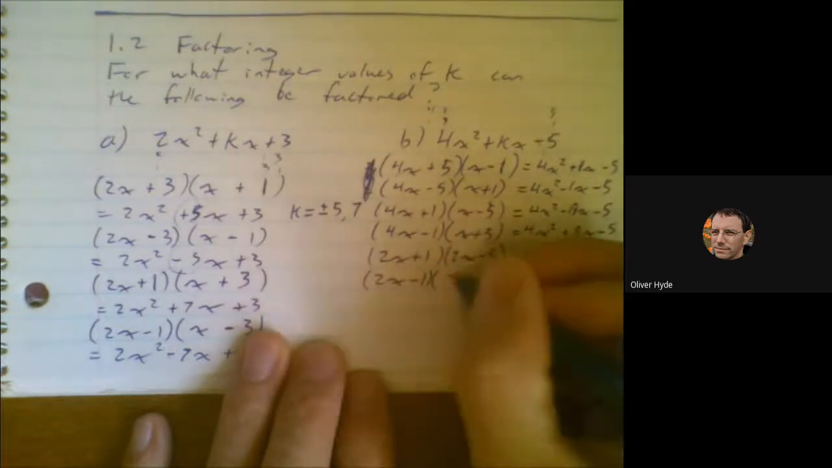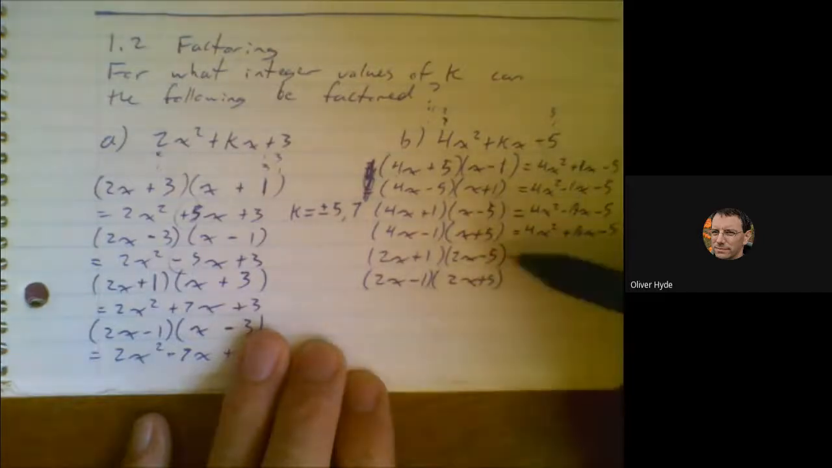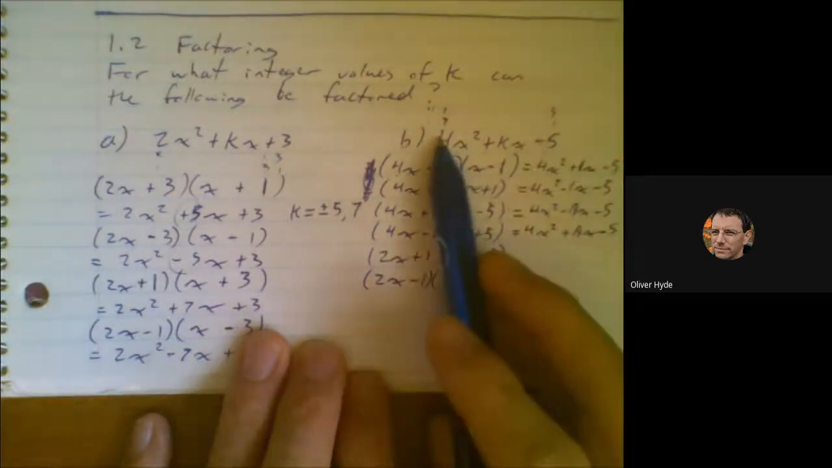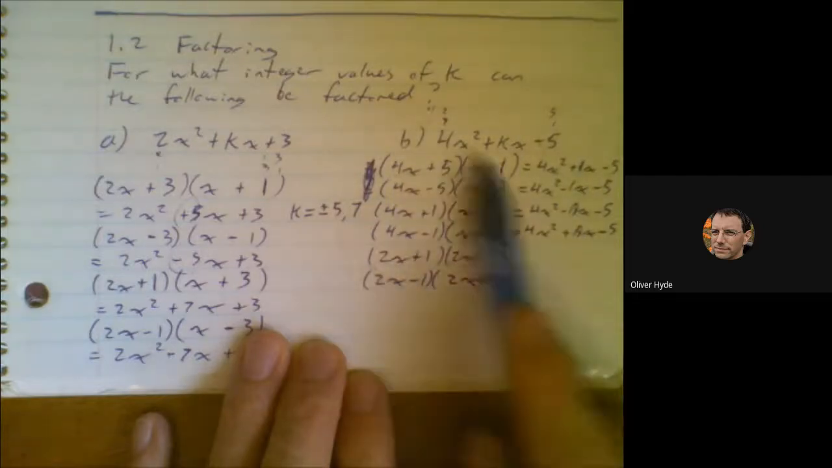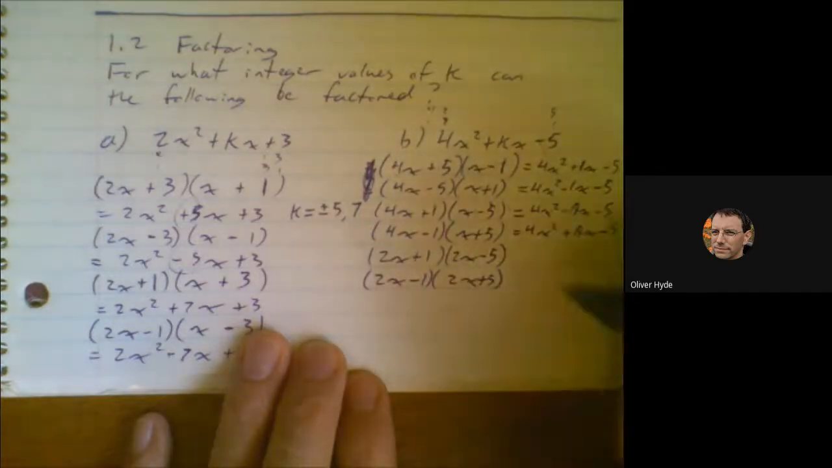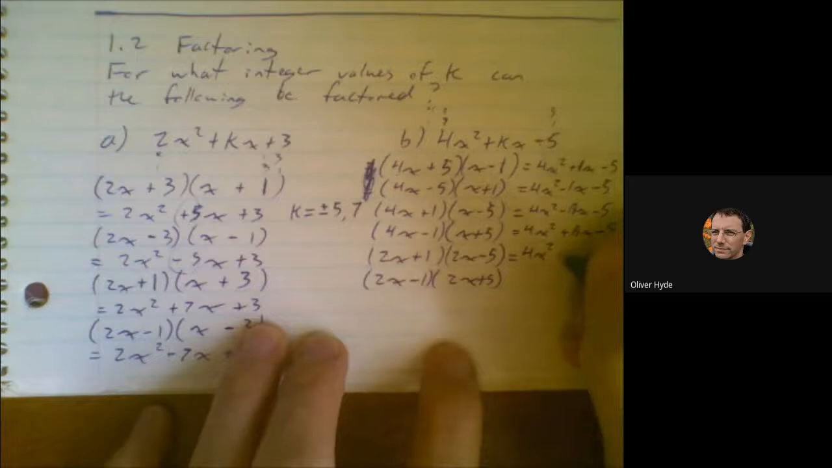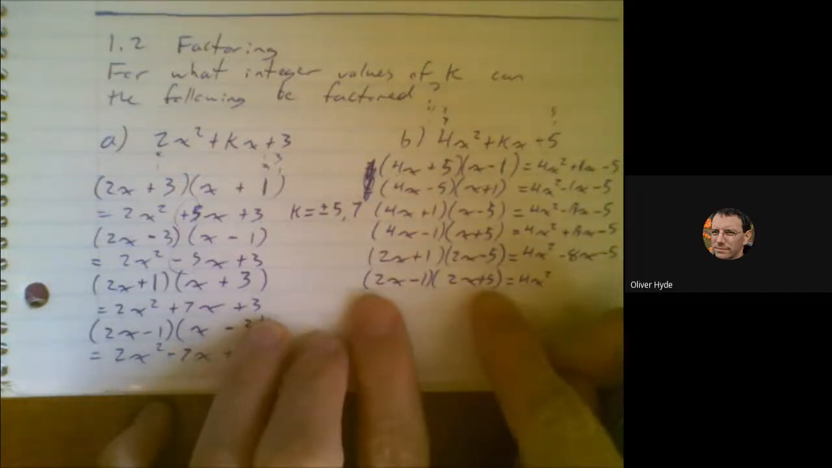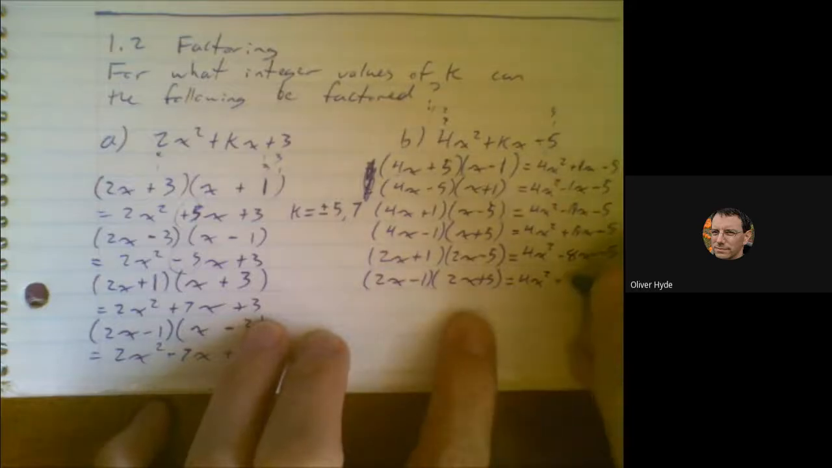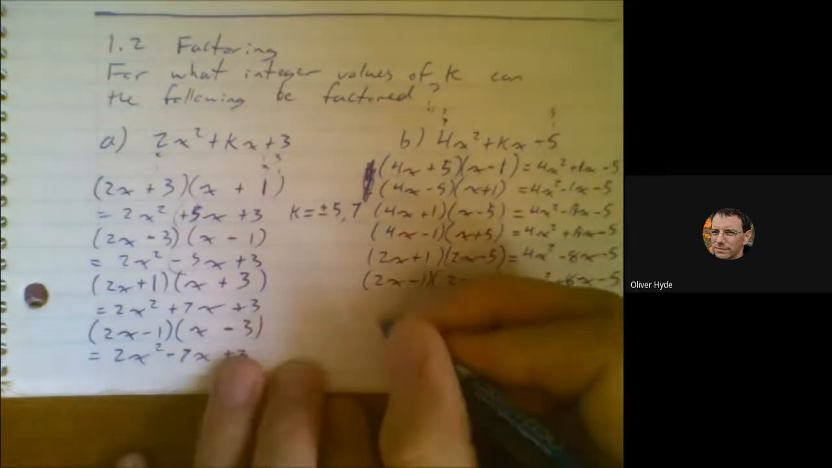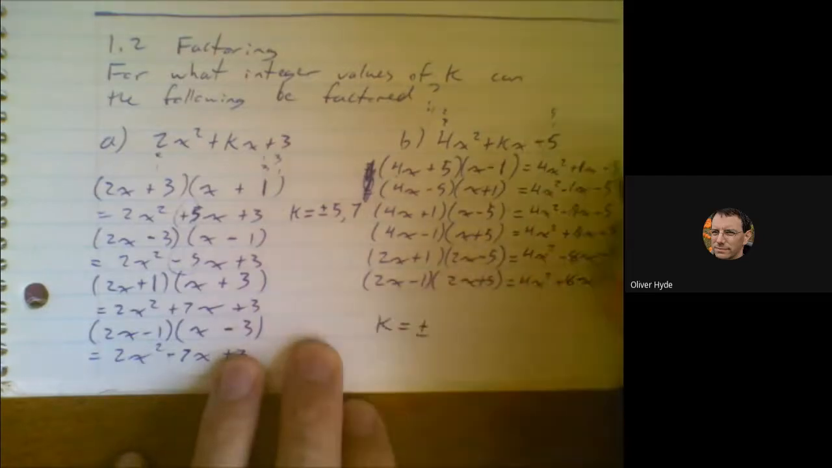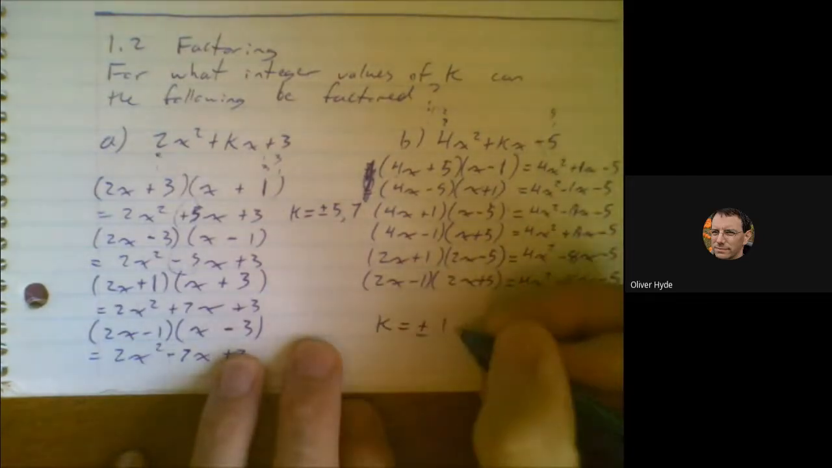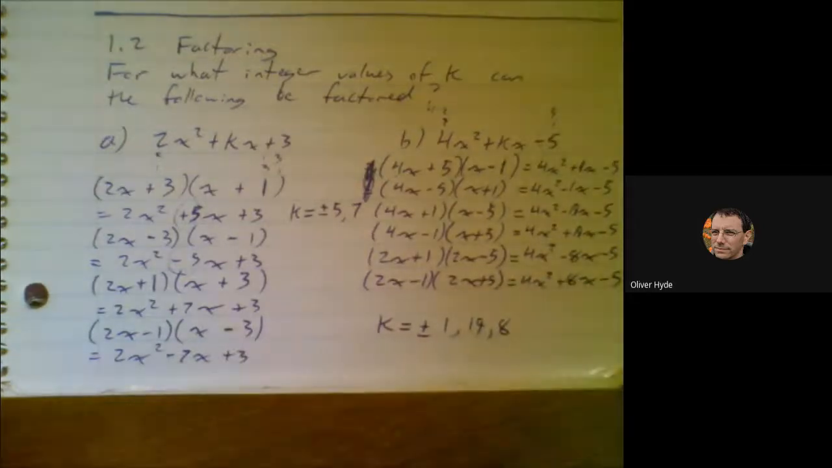2x minus 1, 2x plus 5. These are all of the possible combinations, but I'll see them faster if I don't worry about all of these coefficients when I use my x method. Right? This would give me 4x squared minus 10x plus 2x. What's that? Minus 8x minus 5. This would give me 4x squared, of course, minus 5, of course, 10x minus 2x plus 8x minus 5. So possible values of k here are plus or minus 1, 19, or 8. I don't need to put them into order.